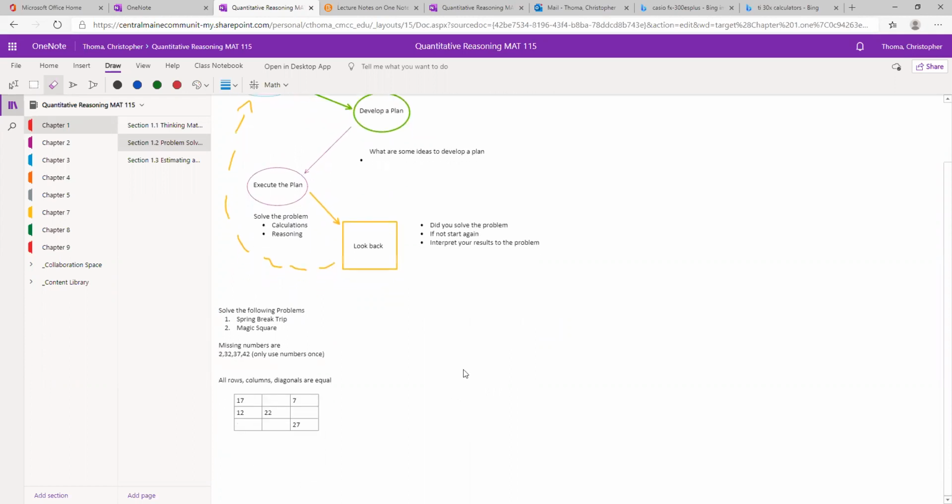So here's a kind of cool problem that I always like to do. And so how are we doing on time? I think we're okay. It's called a magic square, right? So we have some missing numbers, and I already told you the numbers that are missing. We're missing the numbers 2, 32, 37, and 42. And there are 4 boxes there, and I want to know where those numbers go.